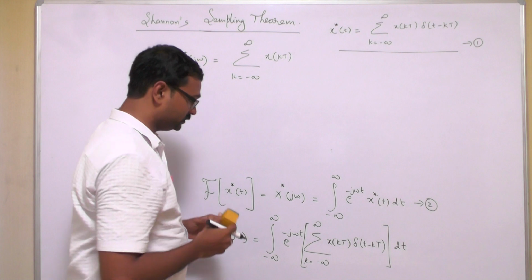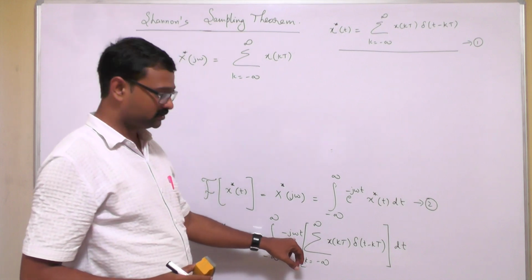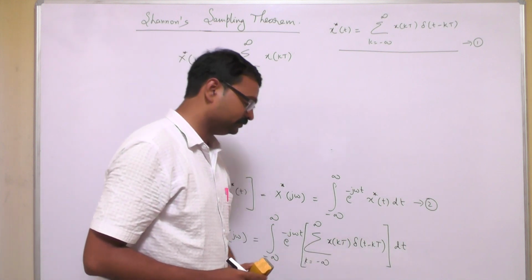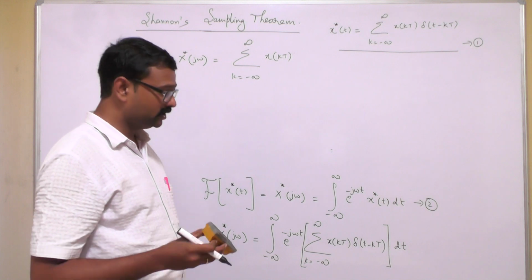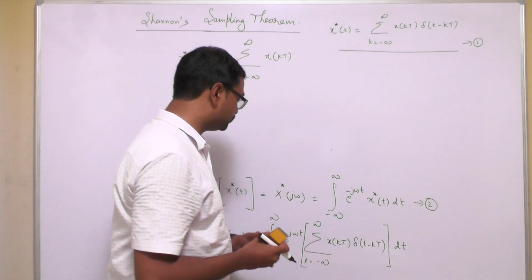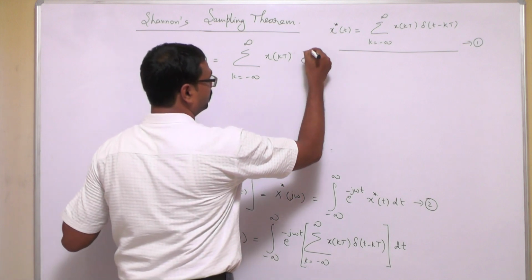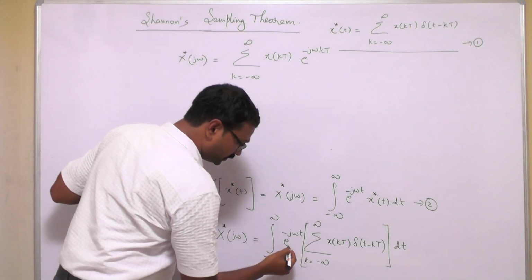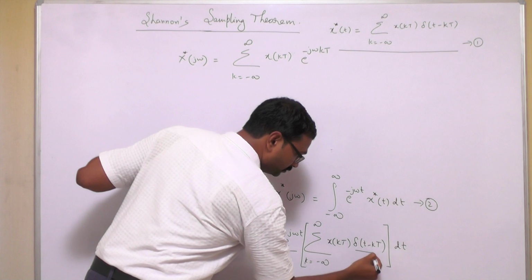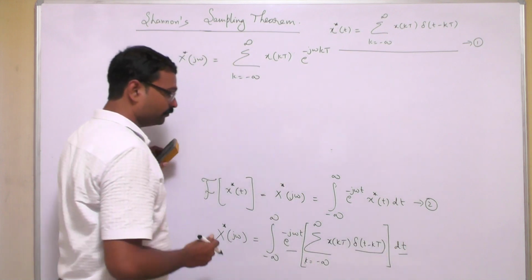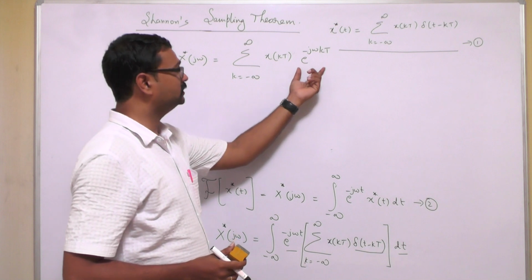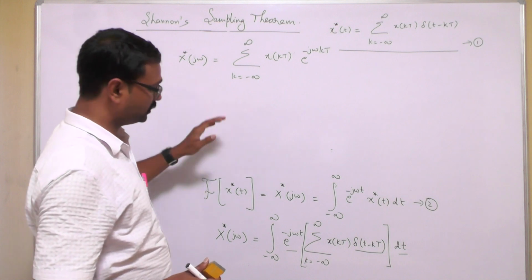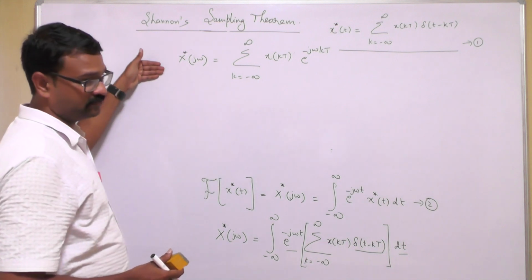If I can replace this, now e power minus j omega t is a continuous time exponential decayed function, and if it is multiplied with delta of t minus kt, which is a train of unit impulses, then you can say e power minus j omega kt. Now the integral of e power minus j omega t times the sum of delta of t minus kt dt, all this combined you can put as e power minus j omega kt summed from k equals minus infinity to infinity. So without any loss of generality, you can convert this equation into this form.